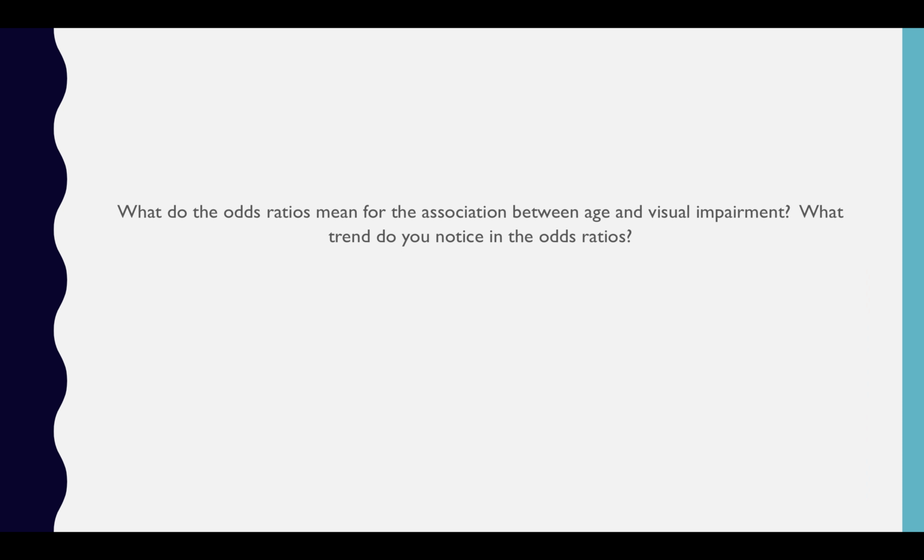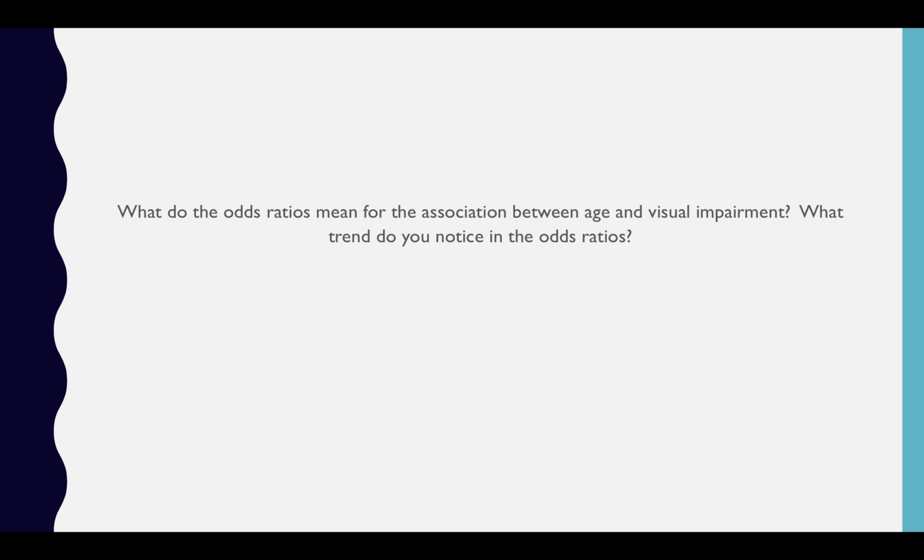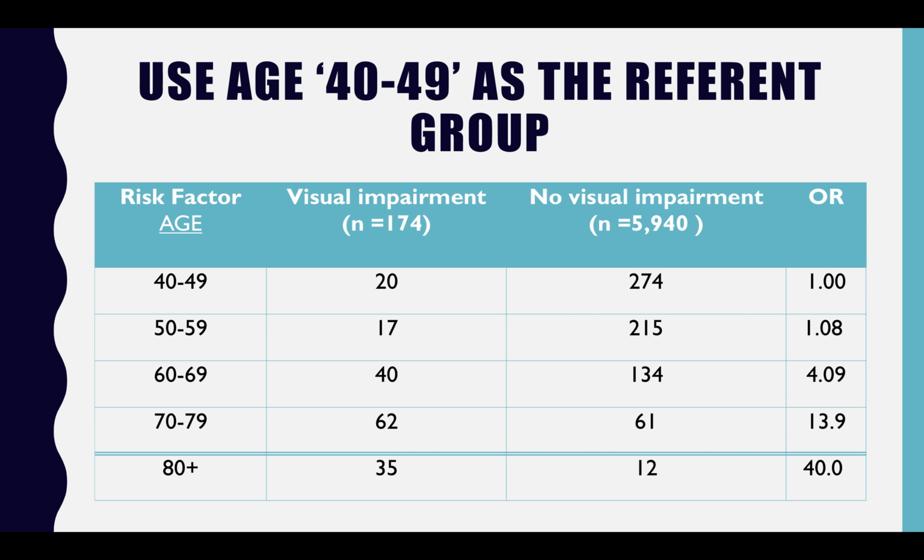And so if we go to this last question, what do the odds ratios mean for the association between age and visual impairment? We have a series of really 4 different odds ratios. What do each of these odds ratios mean for this relationship between age and visual impairment? What trend do you notice in the odds ratios? We've already kind of talked about that, but I want you to think about what you know about odds ratios, and as you're seeing that it's increasing, what does that mean for the association between age and visual impairment?